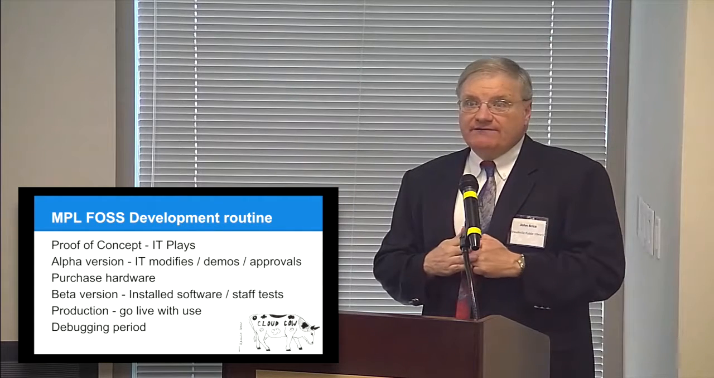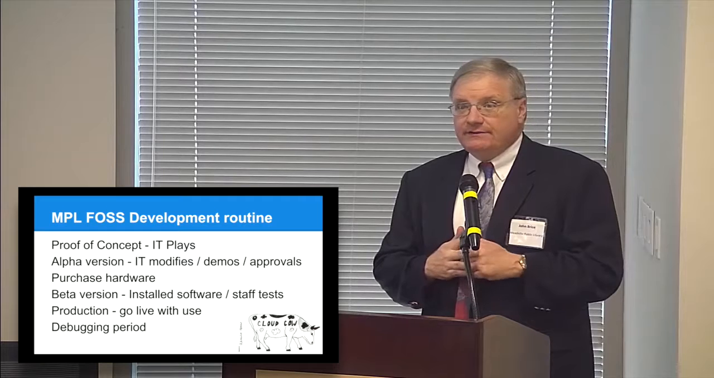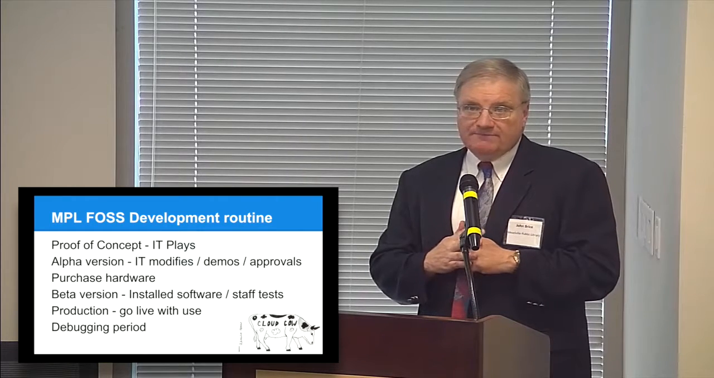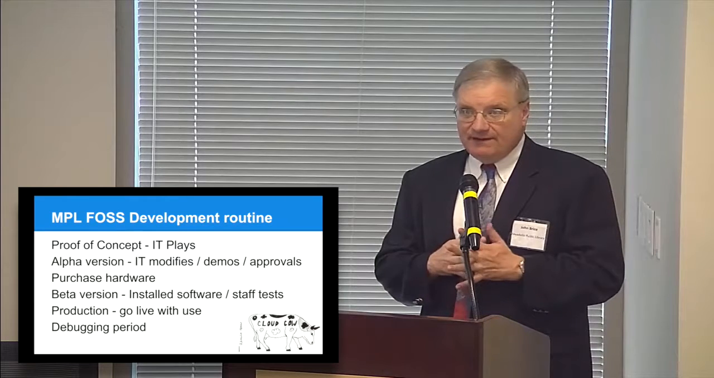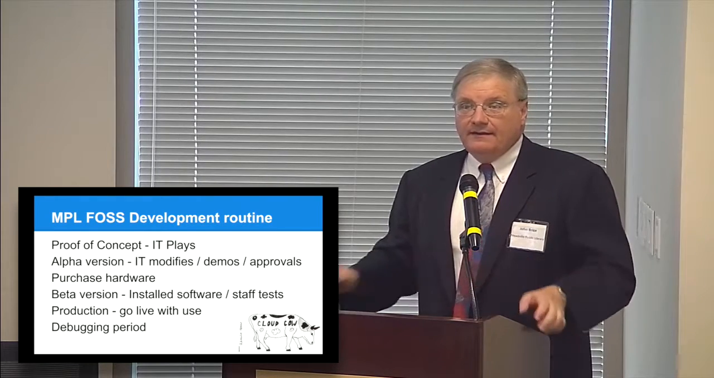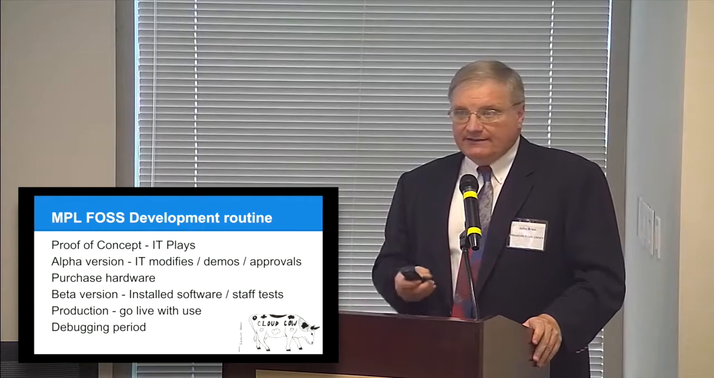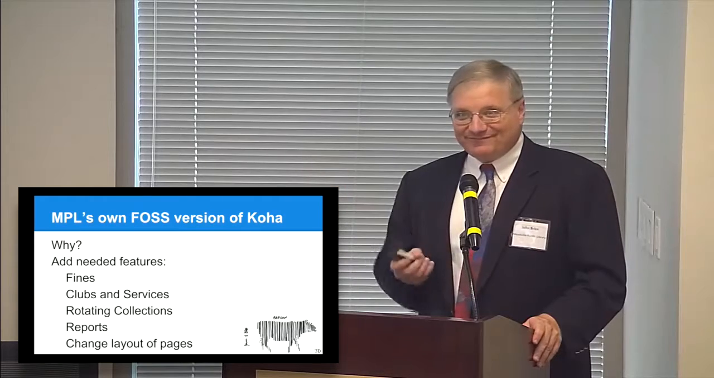With open source, we like doing a proof of concept first, and then we do an alpha version, and go on to the purchasing of hardware. We always spend more money on hardware than most people do because we don't have any licensing costs involved, so we always buy the best hardware that we can get and always over-engineer it. And then go on to a beta, go to production, and then we debug the damn thing. It works. Hopefully it'll work.